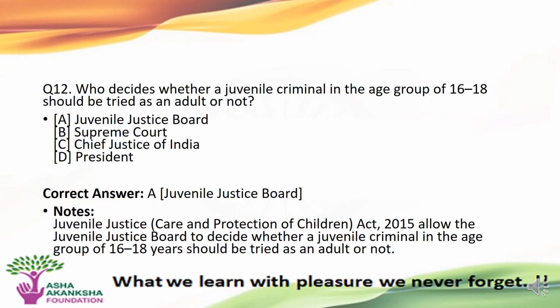The next question is, who decides whether a juvenile criminal in the age group of 16 to 18 should be tried as an adult or not? Options are A. Juvenile Justice Board, B. Supreme Court, C. Chief Justice of India, or D. President. The correct answer to this question is option A, that is Juvenile Justice Board. The Juvenile Justice Act 2015 allows the Juvenile Justice Board to decide whether a juvenile criminal in the age group 16 to 18 should be tried as an adult or not.